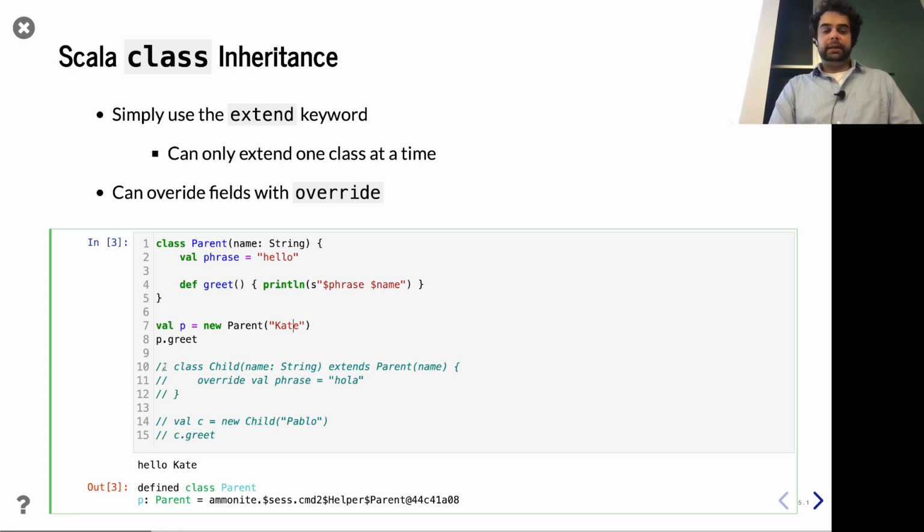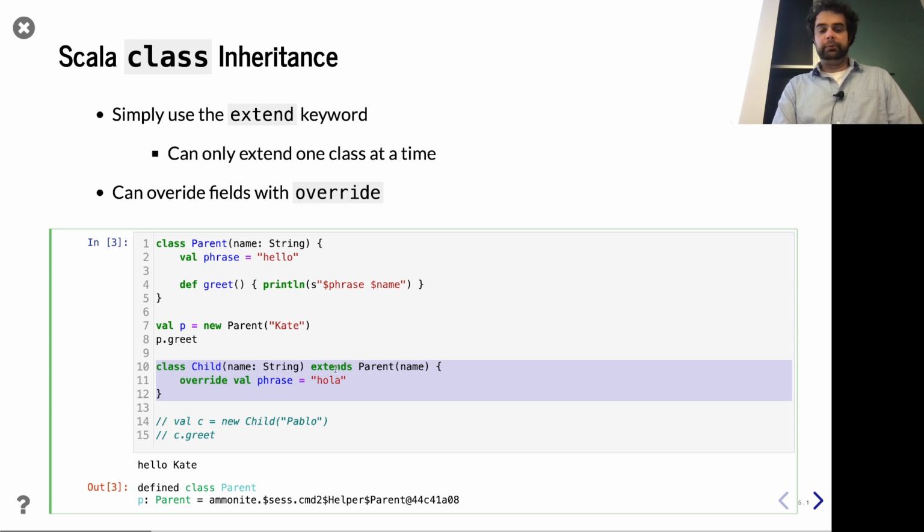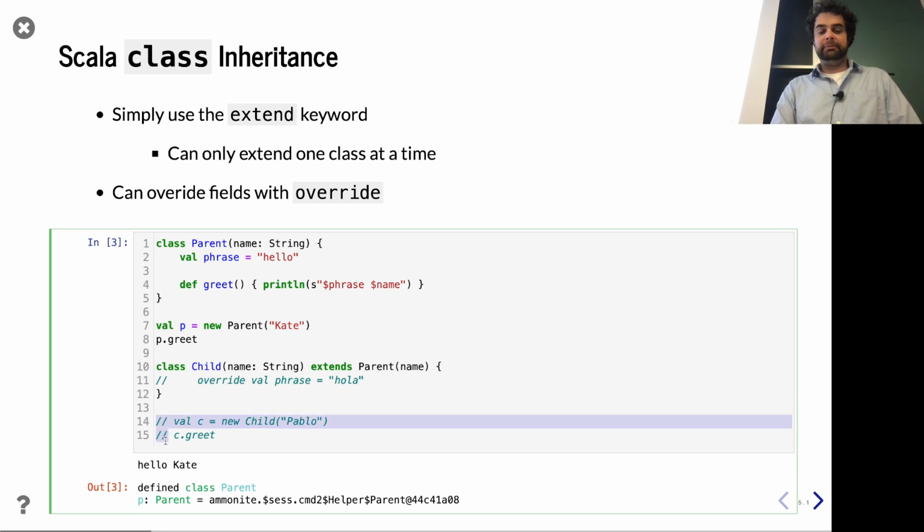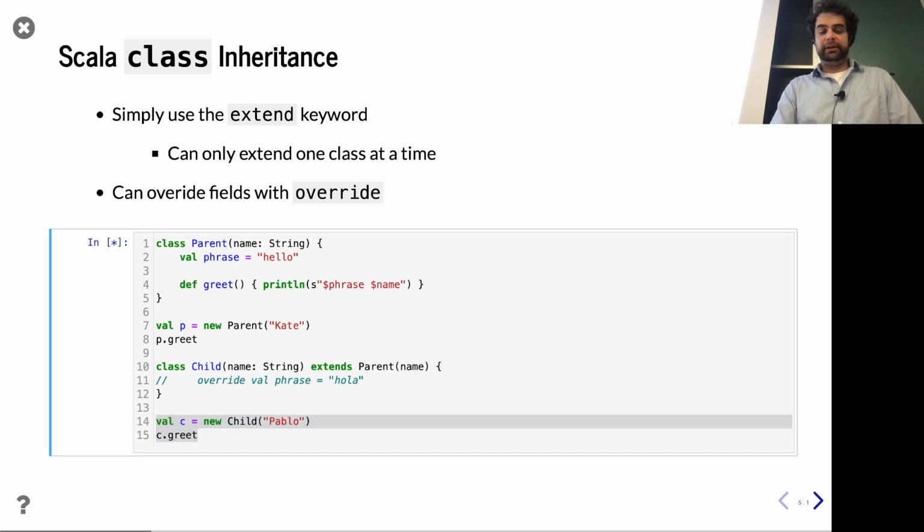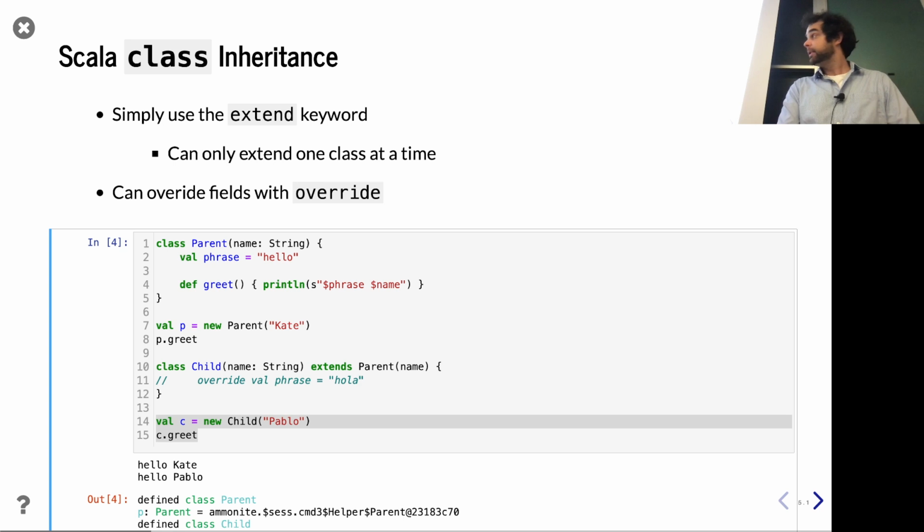Now for the child class, the way we indicate we're doing inheritance is the extends keyword. When we create the parent class, we also need to give it its arguments. In this case, we're reusing the same argument and passing it on up to the parent class. Then inside the child, if we did nothing different, that's totally valid. However, it doesn't do much, right? We have a different type, but it's going to behave exactly the same. So Pablo is still going to say the same thing.